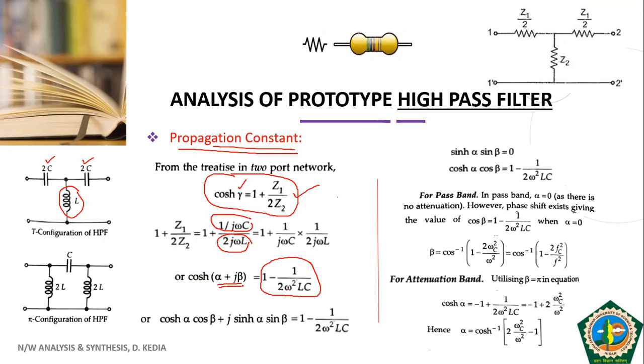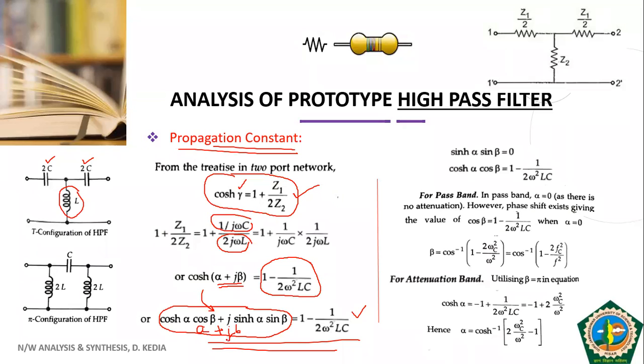Now if you apply the trigonometric theorem here, cos hyperbolic of alpha plus j beta can be written like this. If you don't know, you can refer to your mathematics book. So this is cos hyperbolic alpha cos beta plus j sine hyperbolic alpha sine beta. You can express this again in this form. This is a complex number of the form a plus j b.